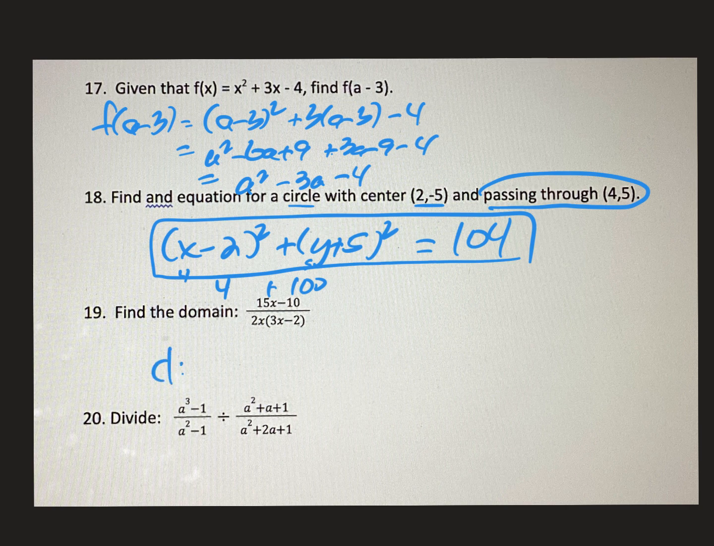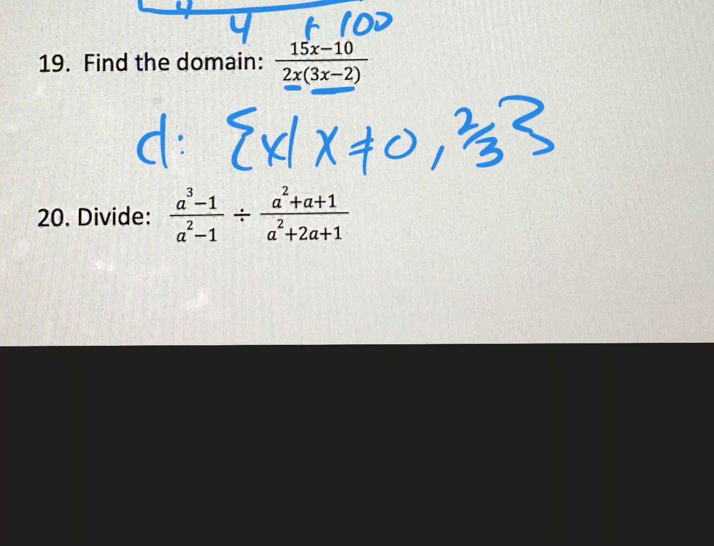19 is just domain. What can x not be? So I'm going to say all x such that x cannot equal 0 because that makes that 0. And also 2/3 because 2/3 makes the parentheses 0. And that's 19. 20, the last one finally.